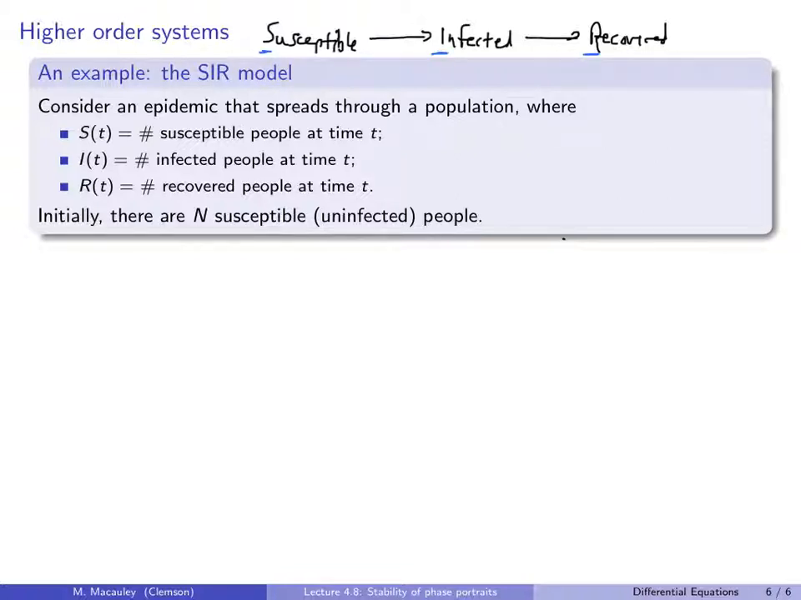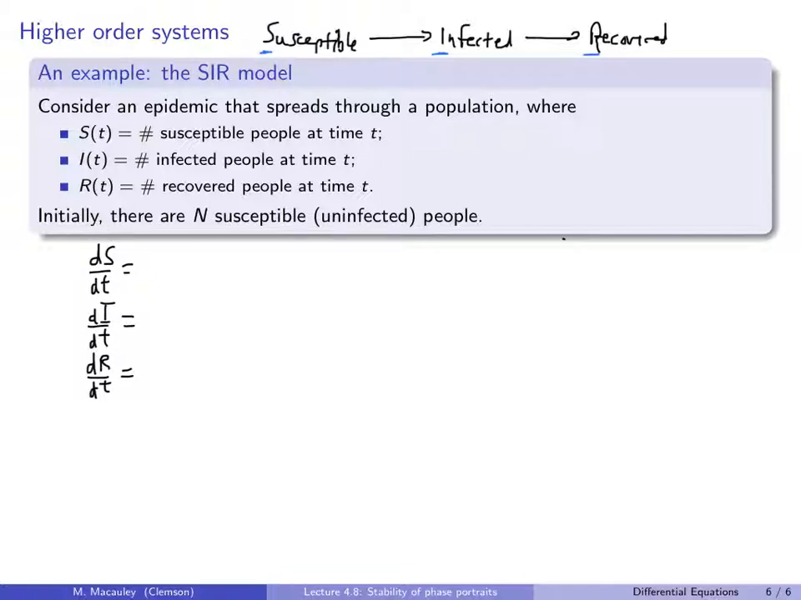And at any time t, let S of t, I of t, and R of t be the amount of people in each of these states. So initially we have n susceptible uninfected people, and maybe we have one person who's infected, and then you want to see what happens over time. So let's write down some differential equations for this. What I want to do is write down a system of three differential equations. So let's start out with dS/dt, and then dI/dt, and then dR/dt. And let's come up with some equations.